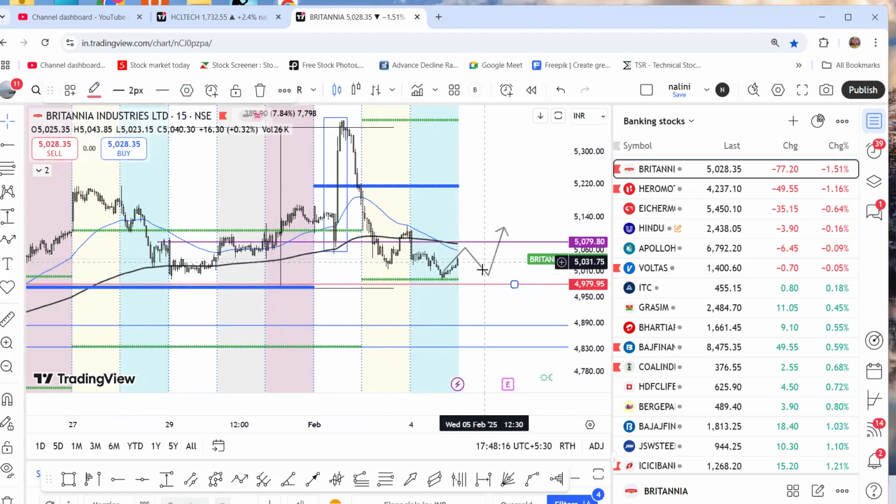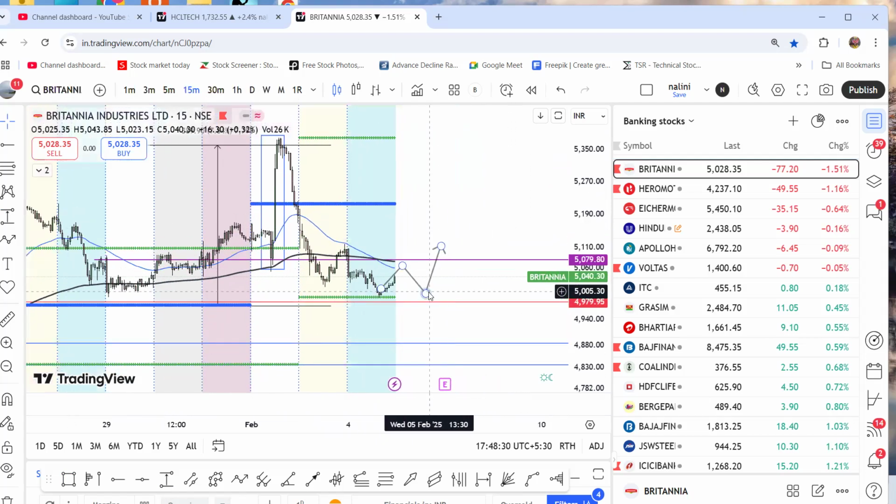Now it is consolidating beneath the level, but there is a difference between this setup and this setup. So probably we may get the setup on Wednesday. So you need to wait patiently for the setup.